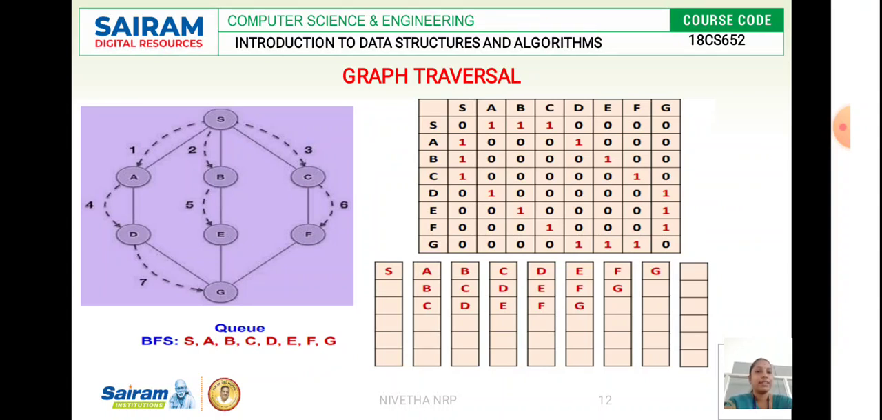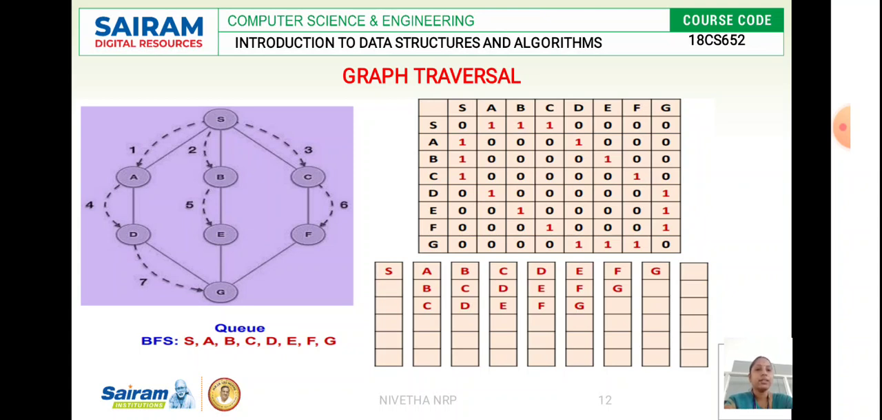So this is what happens for the given diagram. The root is visited, we draw the adjacency matrix, and the visited nodes will be placed in the queue. Initially we will be visiting S, so S is placed in the queue, then followed by A, so we are placing A. Initially your queue is empty. When you don't start processing any operation, initially it will be at the -1 position, marked as empty over there. Then you will be visiting A followed by B followed by C. So the first level is A, B, C.